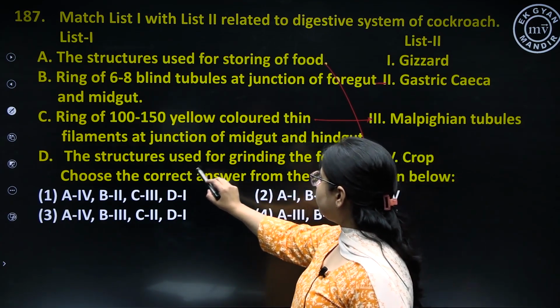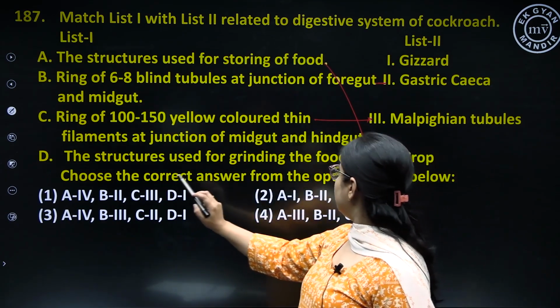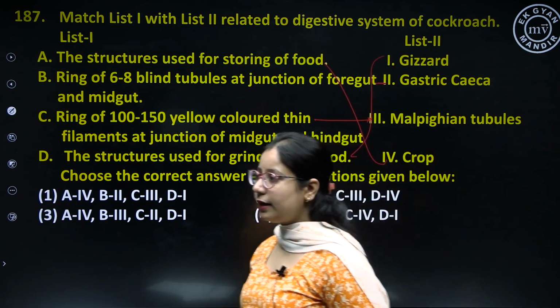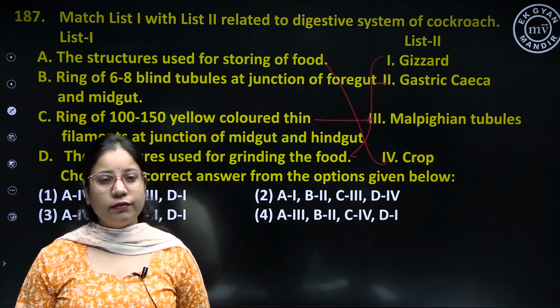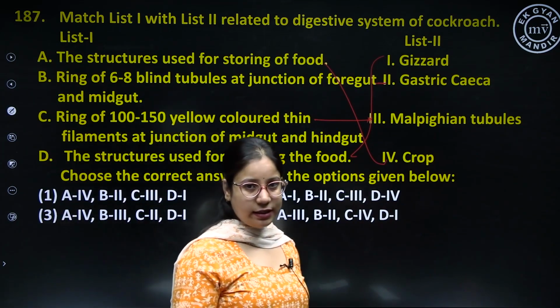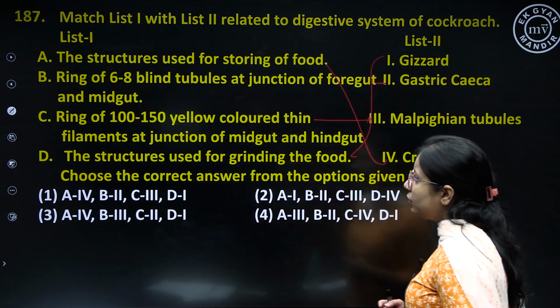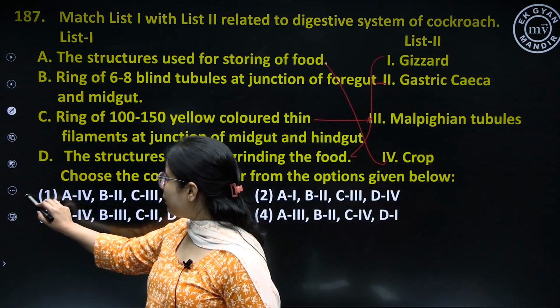The structure used for grinding the food, this is option number 1, that is gizzard. Gizzard consists of some chitinous plates which help to grind the food. So the correct option for this question is option number 1.